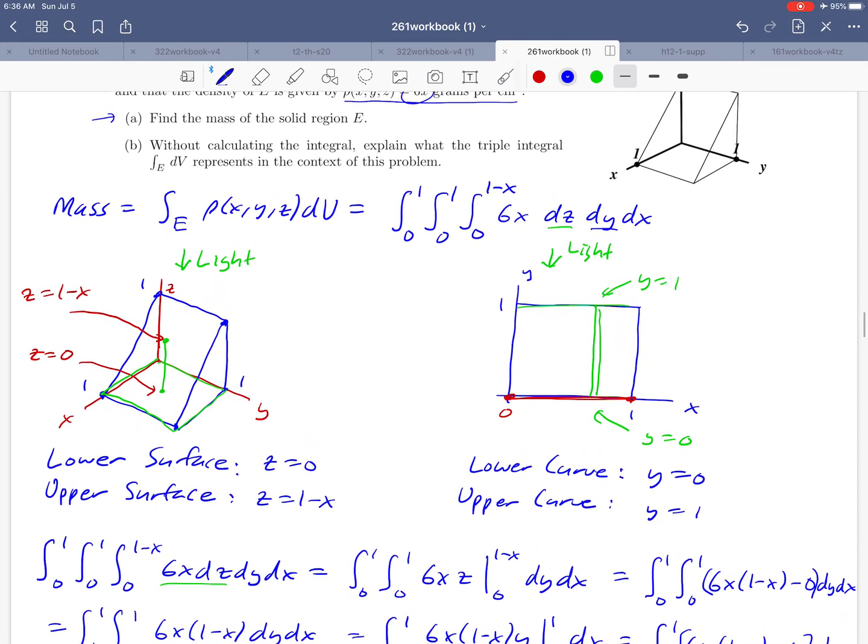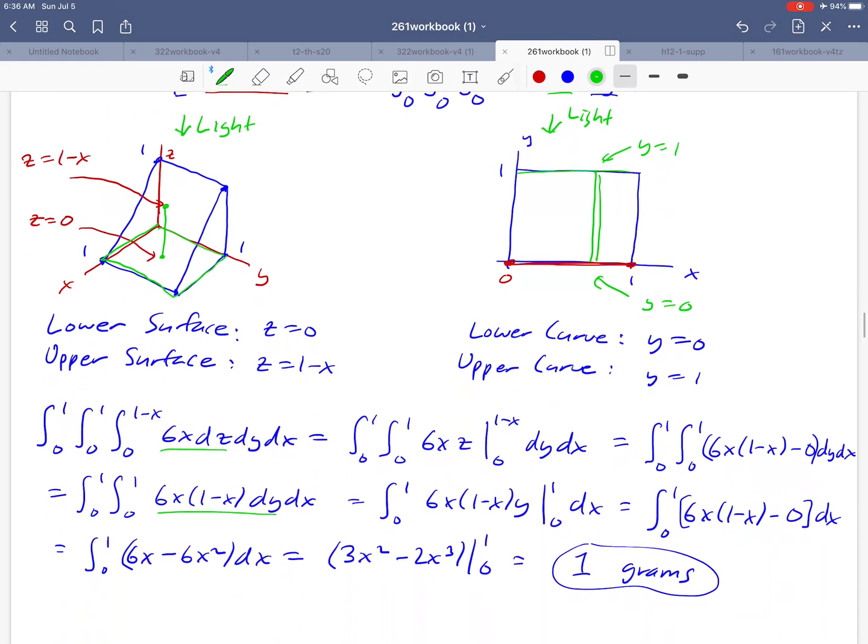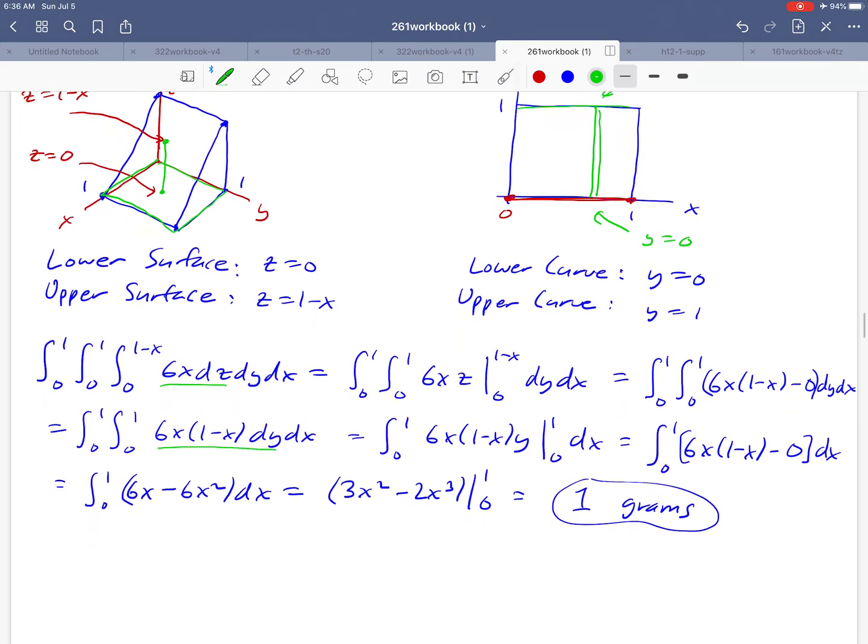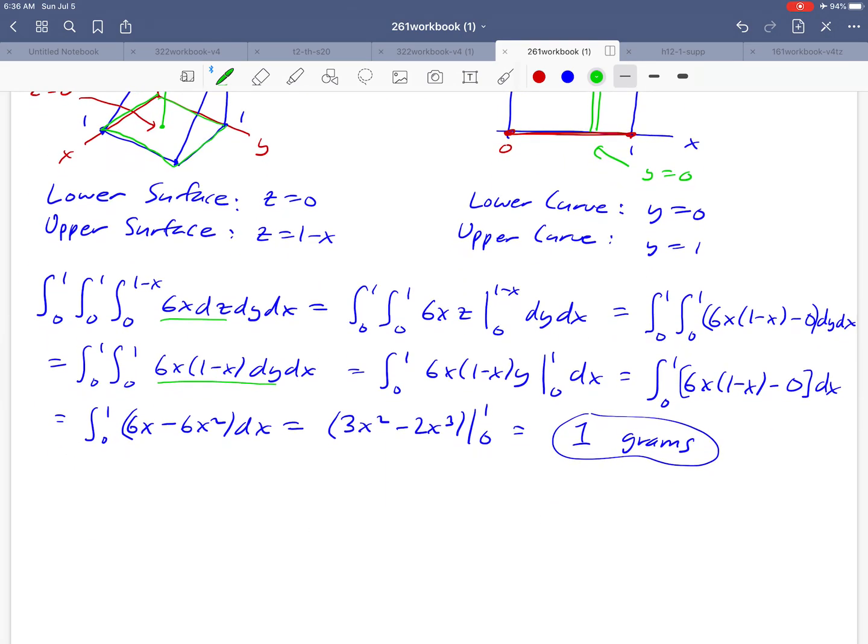Okay, does that make sense for the units? Let's check. Our density was in grams per centimeters cubed, and distances are measured in centimeters. So if you multiply those units, you're going to get grams. Okay, there's just a quick confirmation that our units are correct. And we're done with part A.